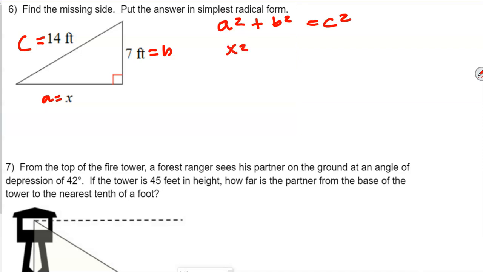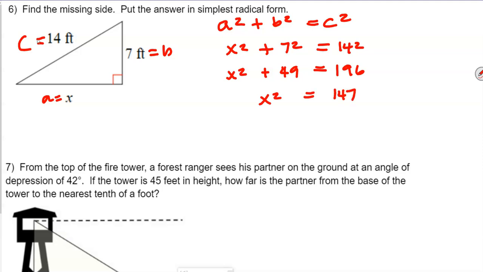So we're going to say x squared plus 7 squared is equal to 14 squared. So when we do this, this is x squared plus 49 equals 196. We're going to subtract the 49 from both sides. So that's going to give us x squared is equal to 147. So 147 is not divisible by 2. Is 147 divisible by 3? It is. 3 times 49, right? So can either one of those be simplified? Yep, the 49. So this is going to be equal to 7 square root of 3 when we put it in simplest radical form.